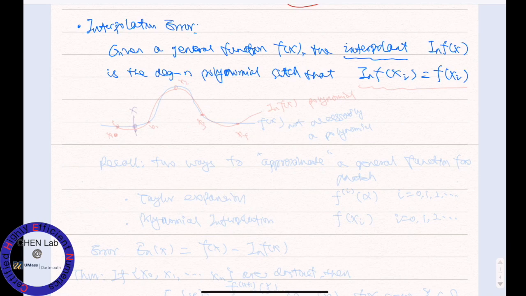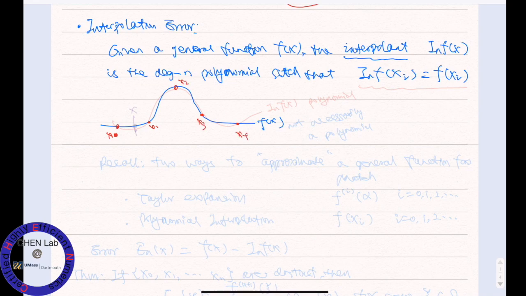Okay. Let's say you have some sort of function, and then we have a few points. This blue guy is a function f of x. It's not necessarily a polynomial. Any function you have to deal with, right? And its interpolant is at x0, x1, x2, x3, x4.